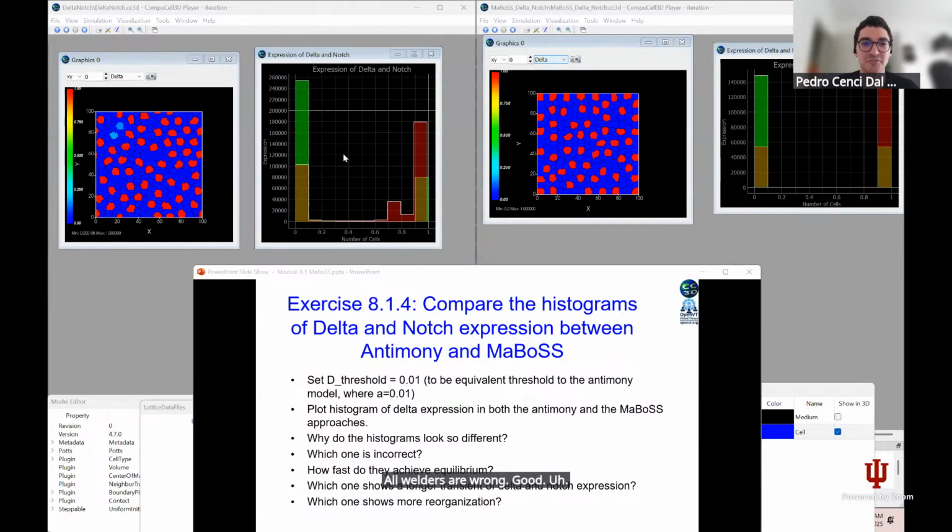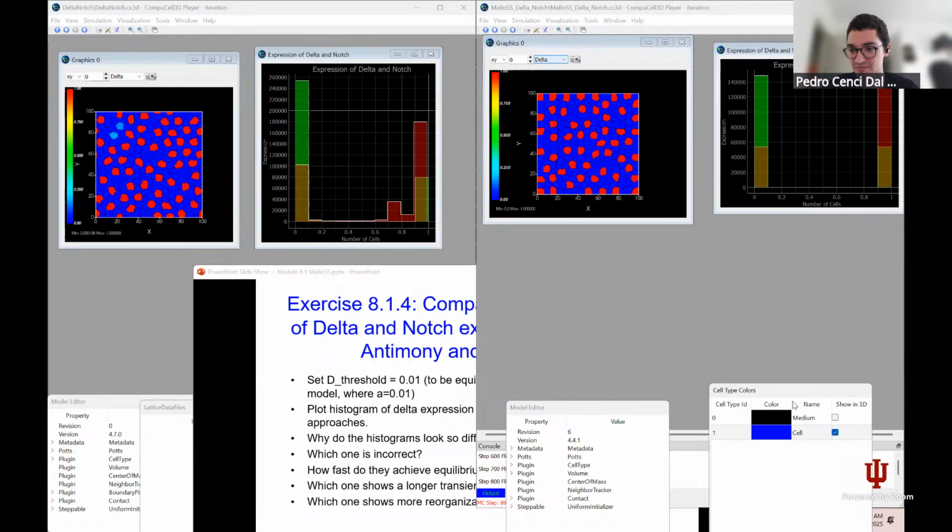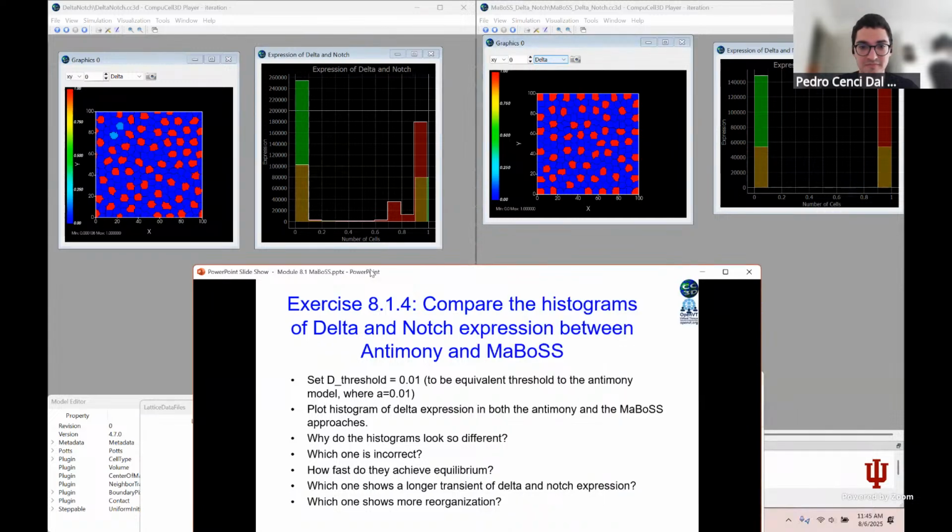How fast do they achieve equilibrium? Is there a difference in how fast they achieve equilibrium? MaBoSS is faster. Perfect. So these are all the questions, and feel free to follow up this exercise as homework. I will be here to help you as always and answer the other questions as you see fit.